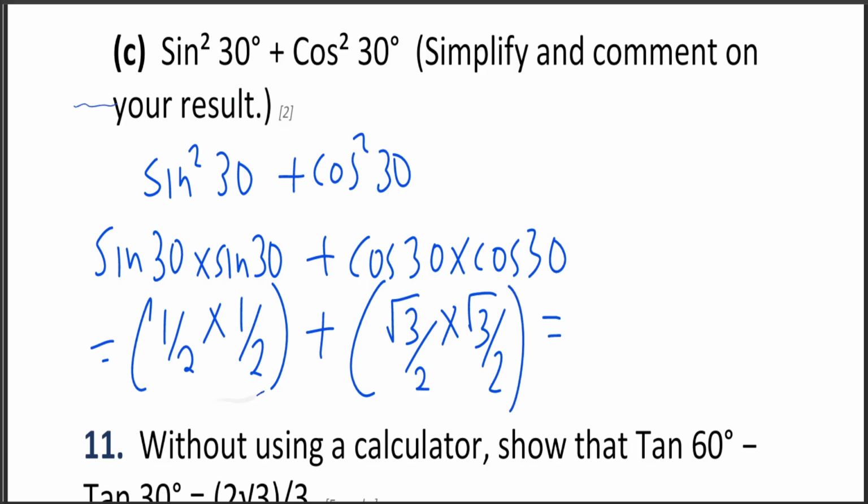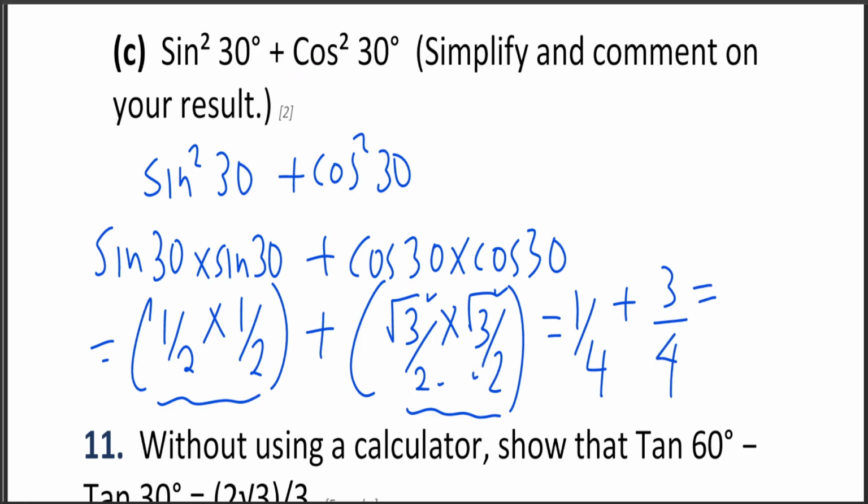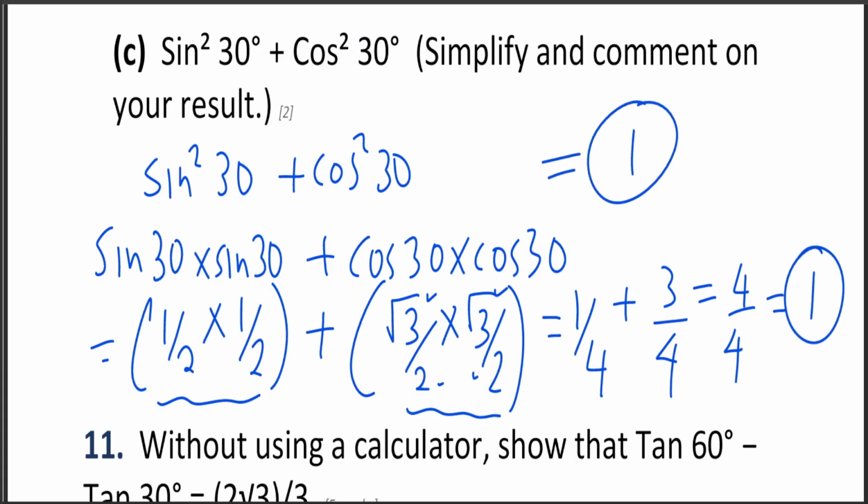A half times a half will give you a quarter. Root 3 over 2 itakupa root 3 times root 3 ni 3. 2 times 2 ni 4. So 3 over 4. A quarter plus 3 over 4 is 4 over 4, which is just 1. So your resultant answer is 1. Now, simplify and comment on your results. What comment should I give it? Is that it gives you 1.